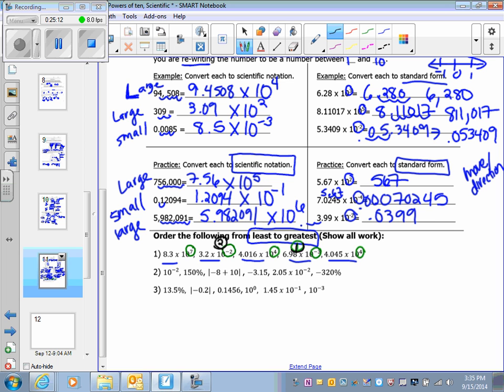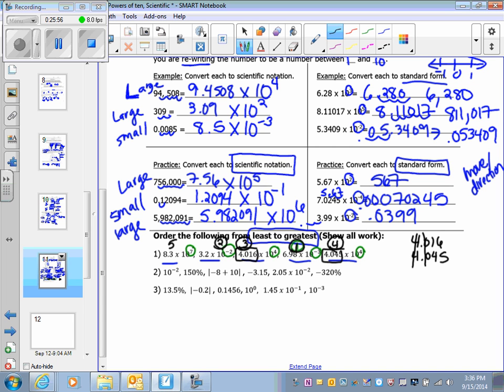Okay, so it's least to greatest. Now I'm comparing 4, 4, and 7. Now, since these 4s are the same, I actually have to look at the front value. So I have 4.016 and 4.045. So 4.016 and 4.045. The 4s are the same, the 0s are the same, but 1 is smaller than 4. So I'm going to do this one next. This is third. Okay? Because it's least to greatest. Okay? This is 4.